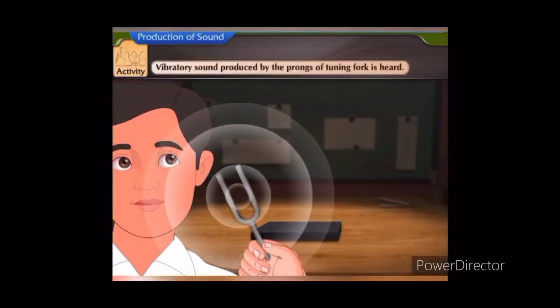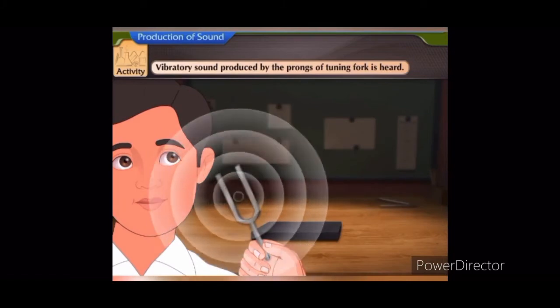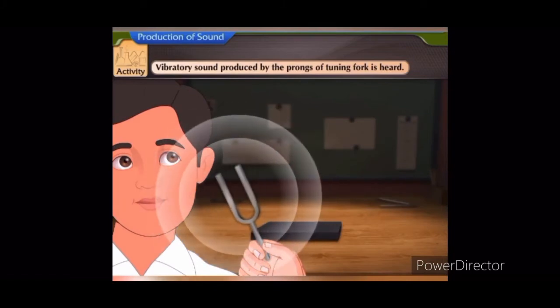Activity. Take a tuning fork. Hold its stem and strike the prongs of tuning fork against a hard rubber pad. Now, place the vibrating tuning fork near your ear. You will hear a vibratory sound produced by the prongs of tuning fork.